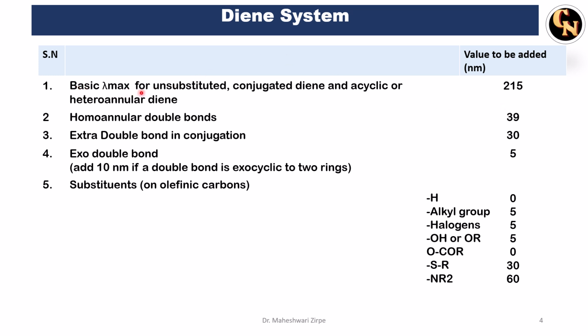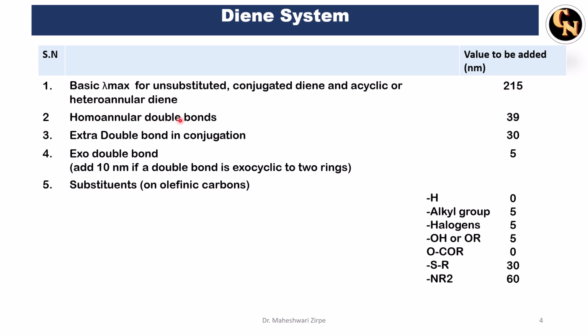So basic lambda max for unsubstituted conjugated diene, or acyclic or heteroannular diene. So for any type of diene, if it is there, then the base value we will write as 215 nanometers. Nm is the unit for lambda max, because it is wavelength. So we are going to write 215.